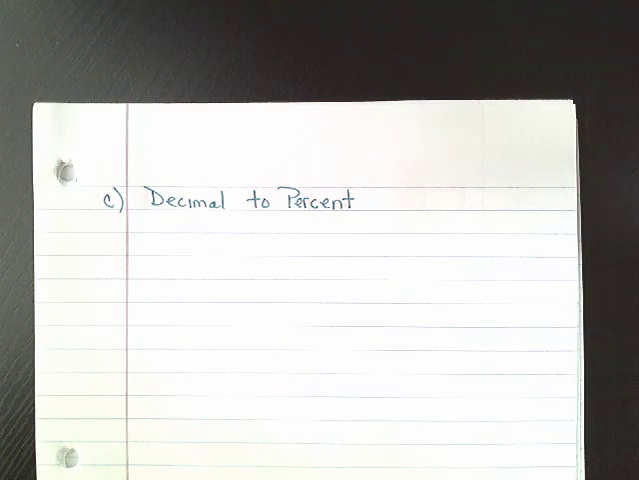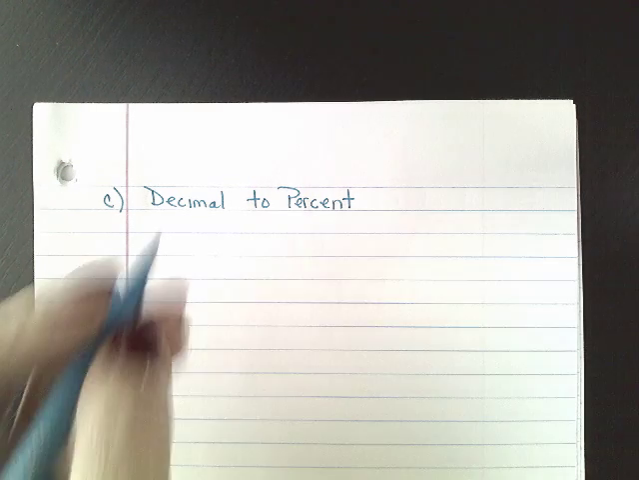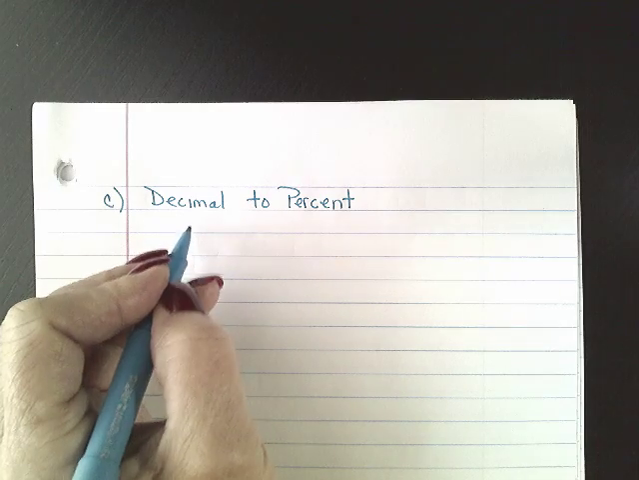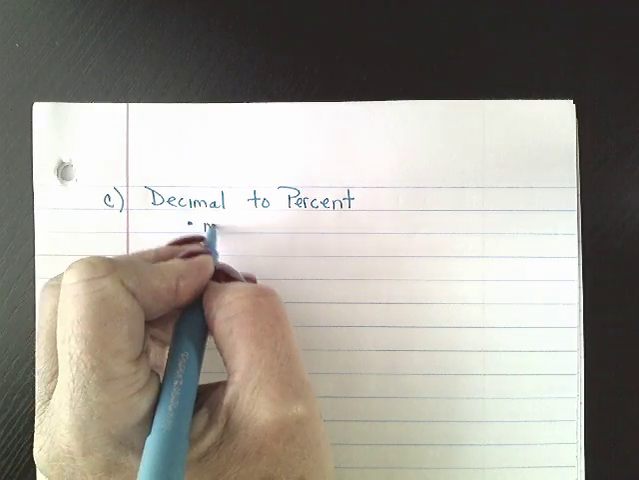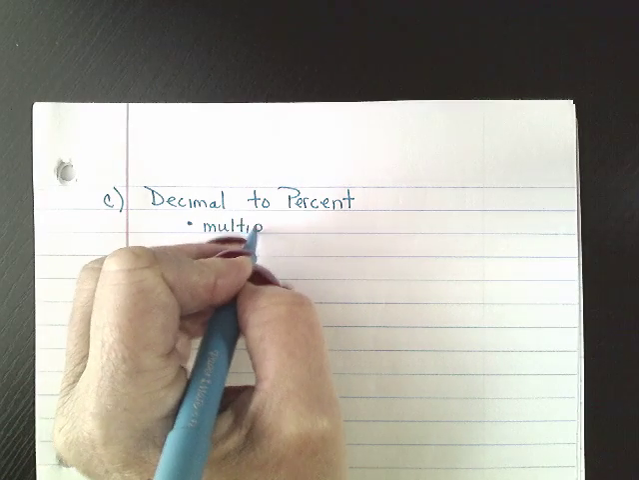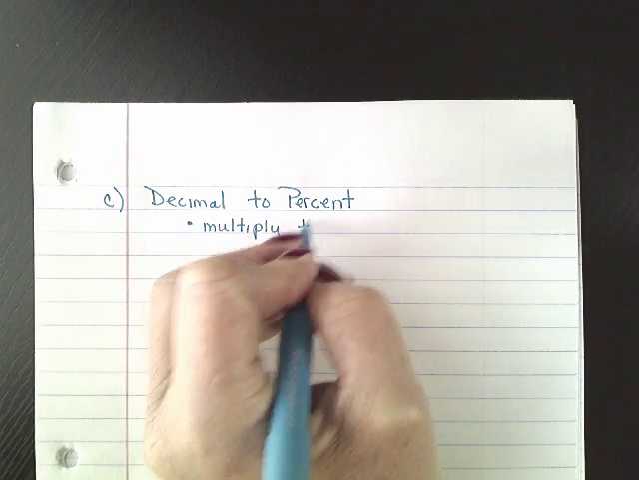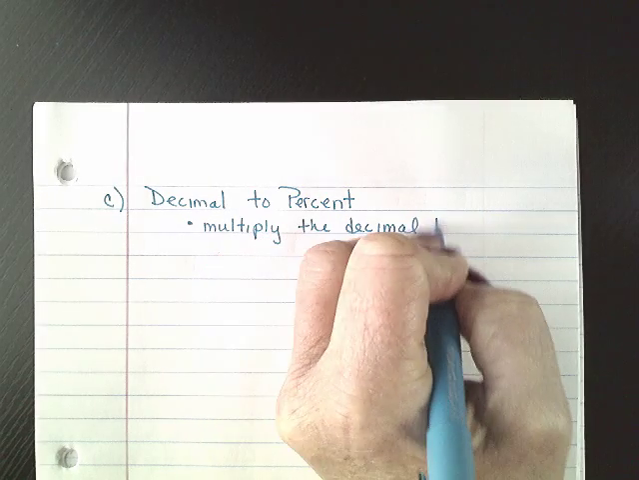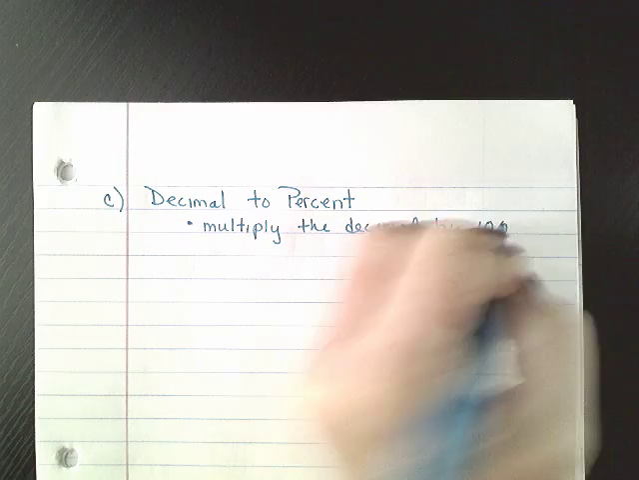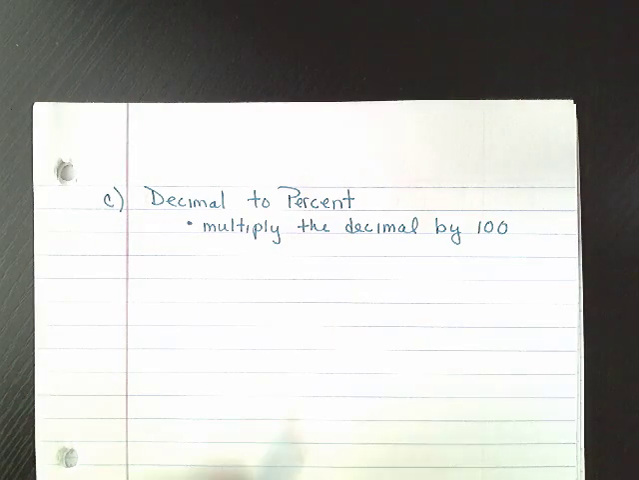Okay, we're going to do the third and the fourth conversion today. So this one is going to be decimal to percent. So if I'm going to convert from a decimal to a percent, then I am going to multiply the decimal by 100. And what does that really mean?